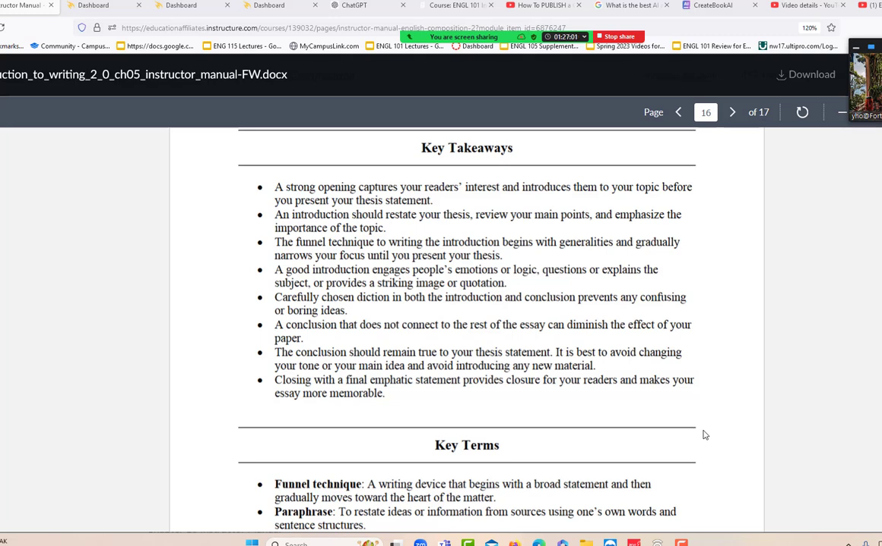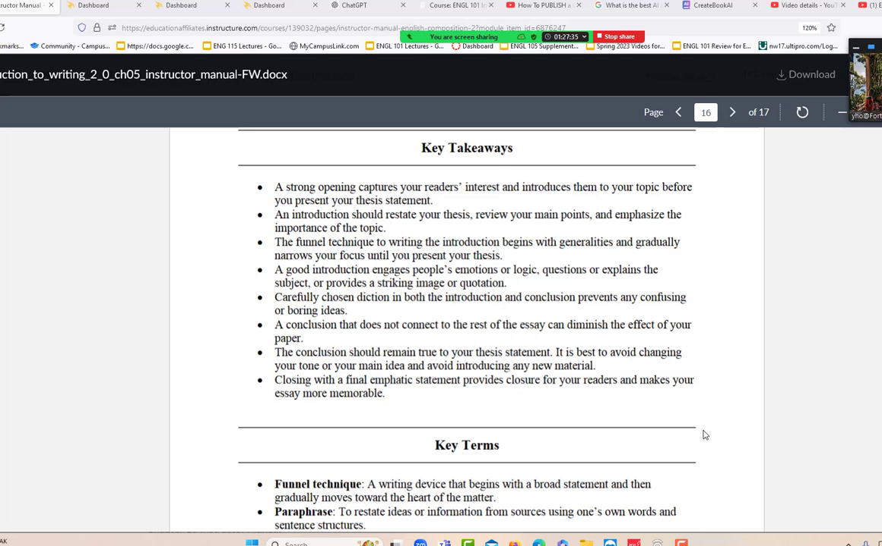Key takeaways. A strong opening captures your reader's attention. An introduction should restate your thesis, review your main points, and emphasize the importance of the topic. The funnel technique means that you place your thesis at the end of your introduction. A good introduction engages people's emotions, logic, and questions, or explains the topic, or provides a striking image or quotation.